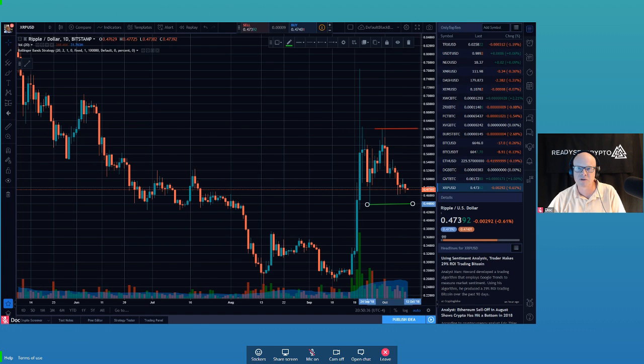For this to turn into an uptrend, and I'll make this green so we can follow along, one of two things has to happen. Either this blows right up through the prior swing high, which is unlikely. It's not really a bull flag. Not really a bull flag.